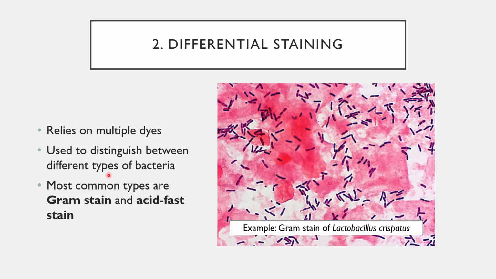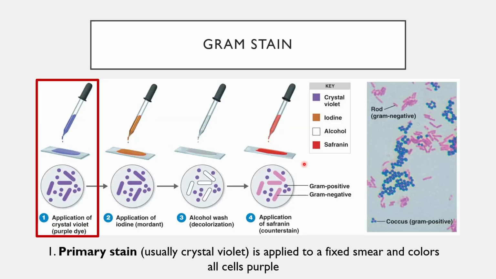The most common types of differential stains that are used clinically today are called the Gram stain and the acid-fast stain. The image that you see right here is of a Gram stain, and as you can see, there is not just one but two different colors going on here, because the Gram stain, being a differential stain, allows you to distinguish between different types of cells in the same sample based upon a characteristic of their cell wall. So let's take a look at how the Gram stain and the acid-fast stain work, starting with the Gram stain.